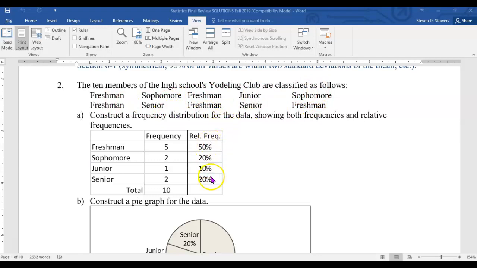The relative frequencies come from taking each frequency divided by the total, how many there are in all. So like 5 divided by 10 would be 0.5, but then to convert that to a percentage, you would move the decimal point 2 places to the right so that it's 50%. And the percents do add up to 100%.